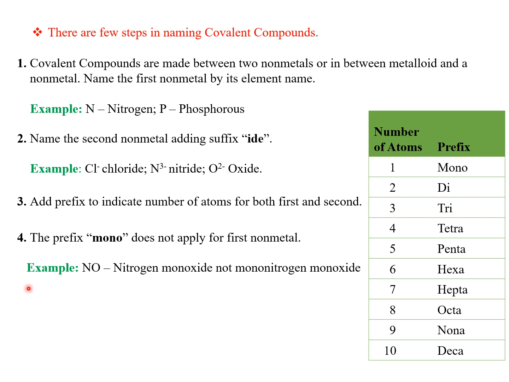For example, NO. You're not saying mononitrogen monoxide, because the mono prefix for the first nonmetal we need to omit. It's simply the element name, nitrogen, and for the second one we add the suffix -ide, oxide. But how many oxygens? One oxygen, so it's mono: nitrogen monoxide.